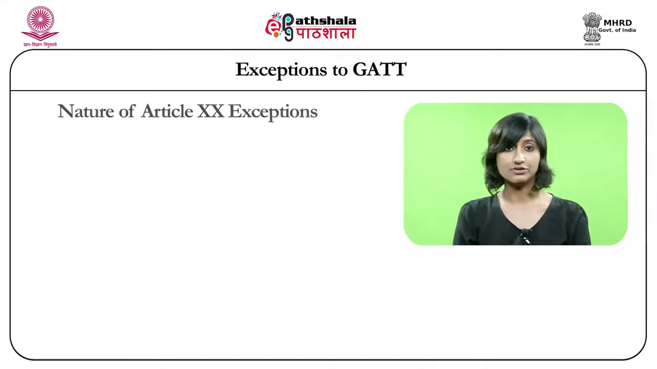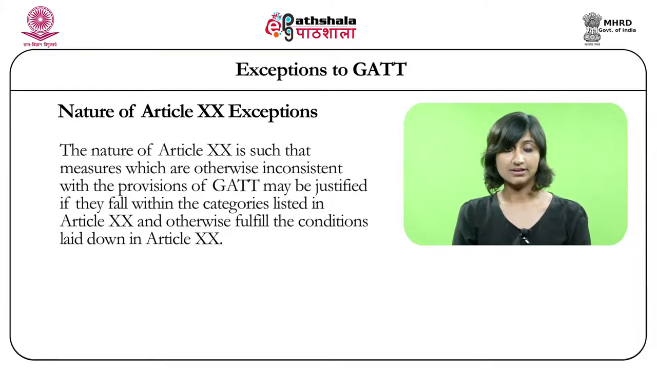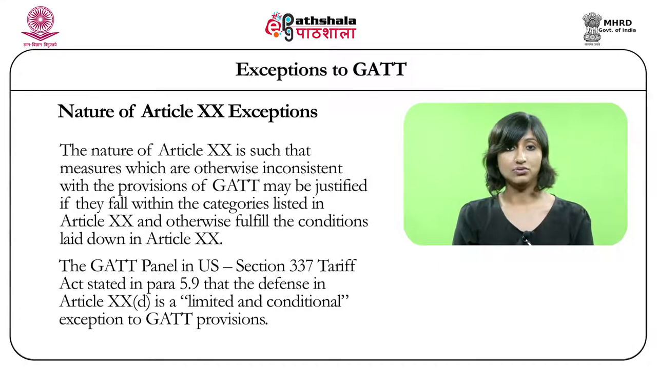Now we deal with the nature of Article 20 exceptions. The nature of Article 20 is such that measures which are otherwise inconsistent with the provisions of GATT may be justified if they fall within the categories listed in Article 20 and otherwise fulfill the conditions laid down in Article 20. The GATT panel in US Section 337 Tariff Act stated in paragraph 5.9 that the defense in Article 20 is a limited and conditional exception to GATT provisions.